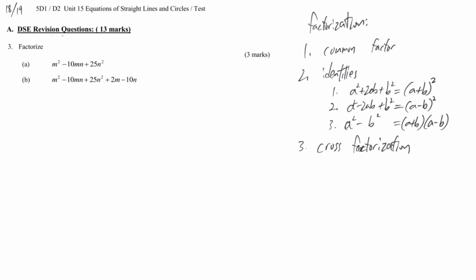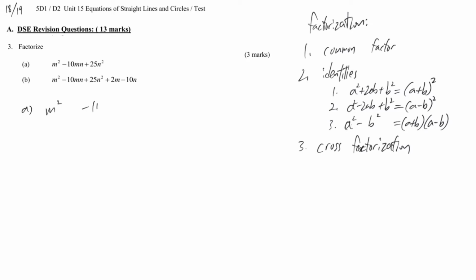For factorization, we should always focus on this strategy. We check is there any common factor first. If not, then we check is that the identity format. If not, then we use the last resort, which is relatively complicated, which is the cross factorization. So in part A, we find a very special thing is 1 and 25 are both square numbers. So there is a really high chance that it is one of the identity formats.